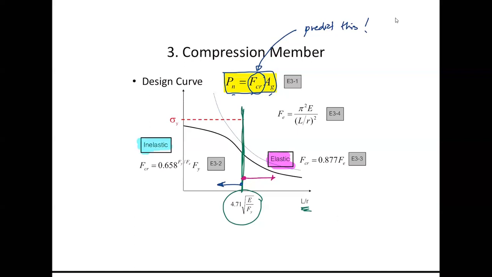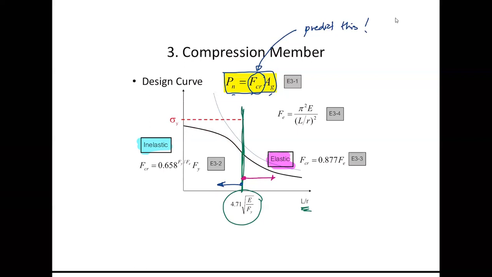Now keep in mind that when you look at this, when KL over r or the L over r gets larger, goes that way, this curve keeps coming down. And so your stress is getting less and less and less. In the meantime, if your L over r becomes less, moves to the left, the curve keeps going up.